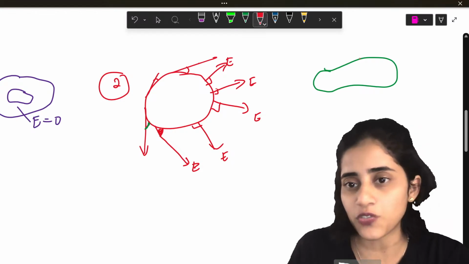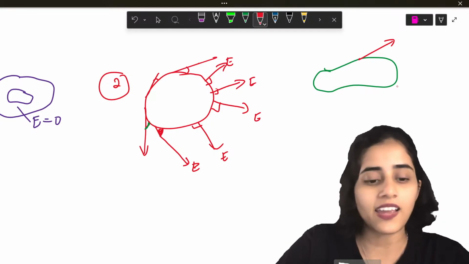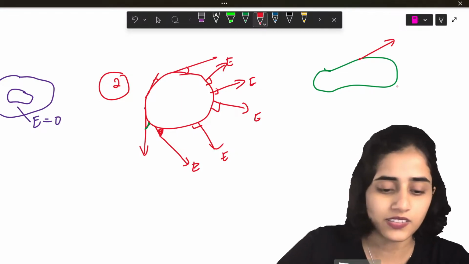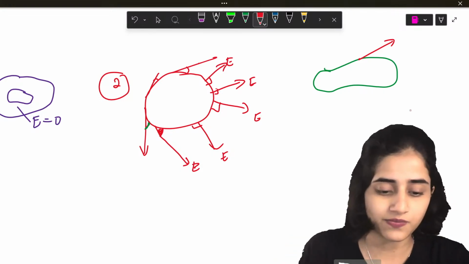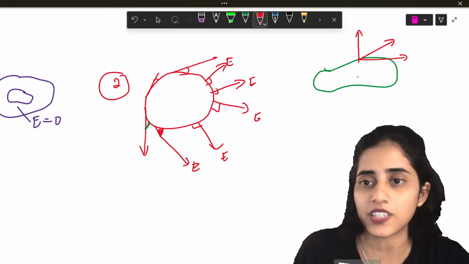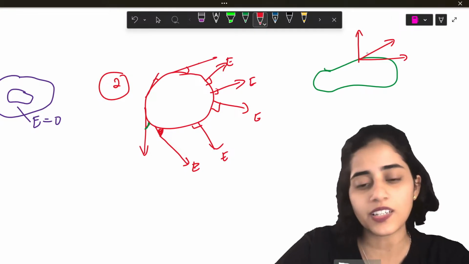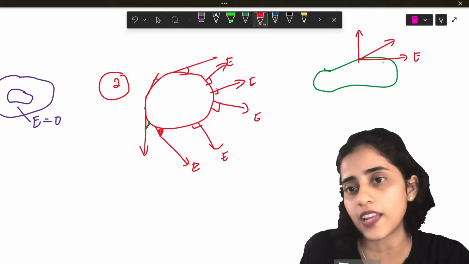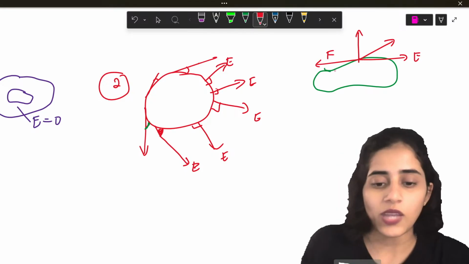So let's say the electric field is at an angle. It's not at 90 degrees. If the electric field is at an angle, then how do you resolve it? You resolve it by taking a horizontal component and a vertical component. When you do that, you will get a force. If this is the direction of electric field, then this is the direction of force. So there will be a force.